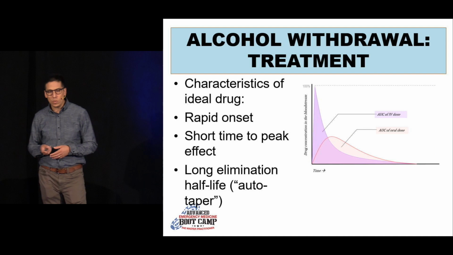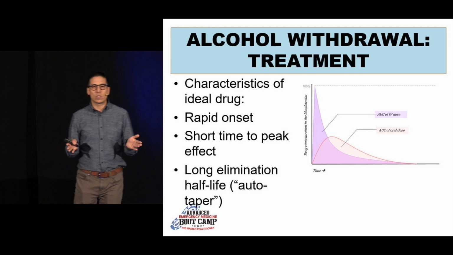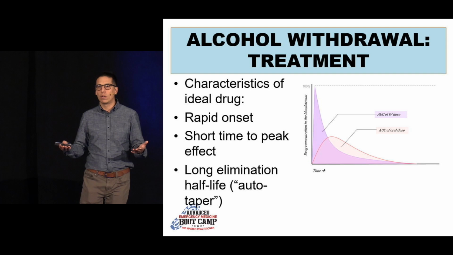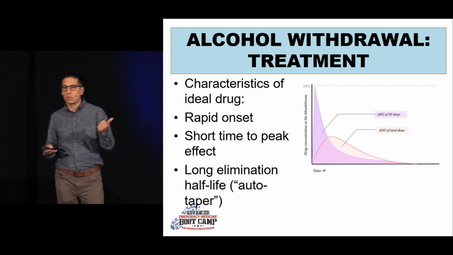Okay, now we want to treat this person with bad alcohol withdrawal, right? So the way I like to approach this as a kind of a tox-oriented person or a pharma-oriented person is, what are the characteristics of the ideal drug? If I could make up a drug, right, I would want a drug that was a GABA agonist, right, that had a really rapid onset of clinical effect.